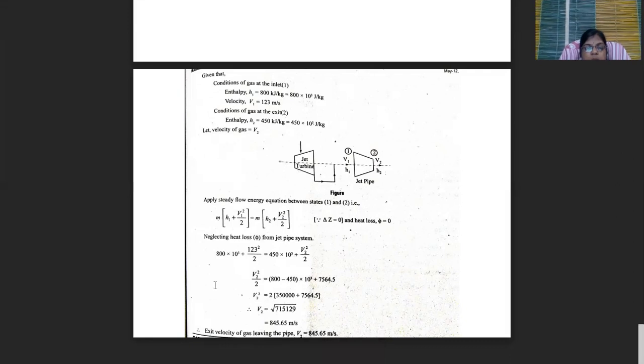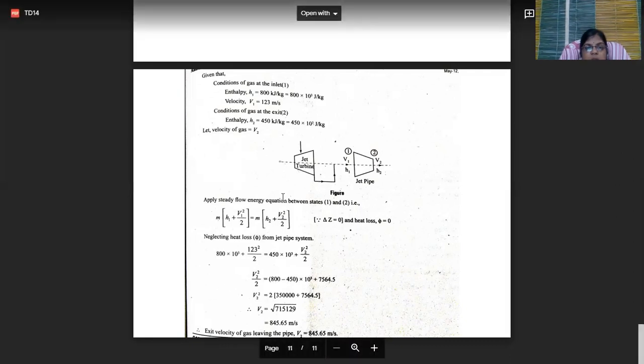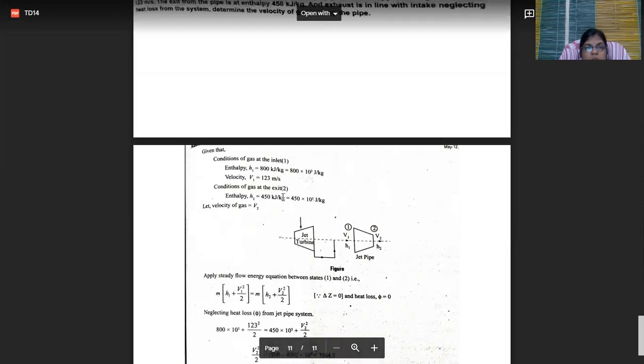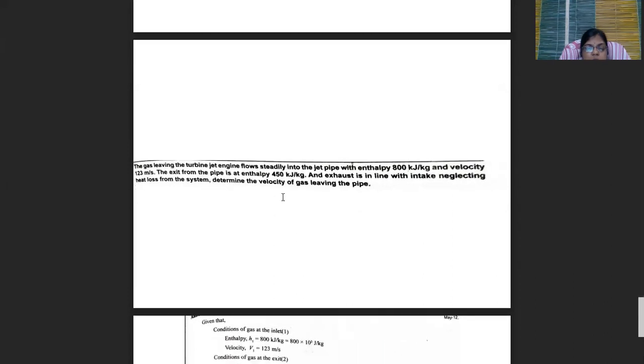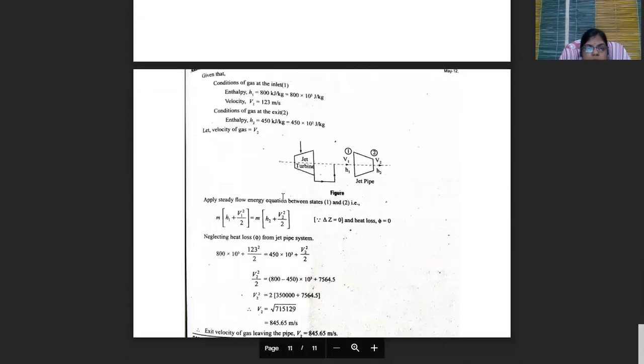So put all values here. The m value is also not given, so we consider it as 1. So h1 plus v1 square by 2 is equal to h2 plus v2 square by 2, because there is no value of mass, so we will consider the mass as 1.